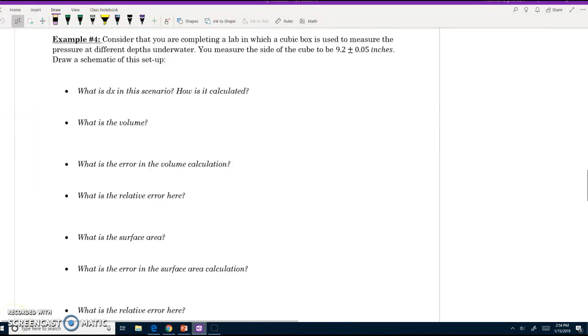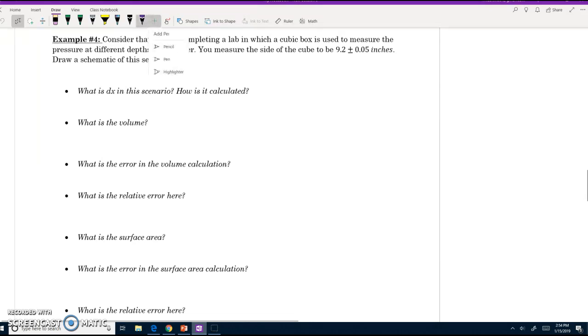All right, you guys, example number 4 is going to walk us through a second error propagation problem that involves differentials. So this example says, consider that you're completing a lab in which a cubic box is used to measure the pressure at different depths underwater. As you go underwater, the pressure is going to increase.